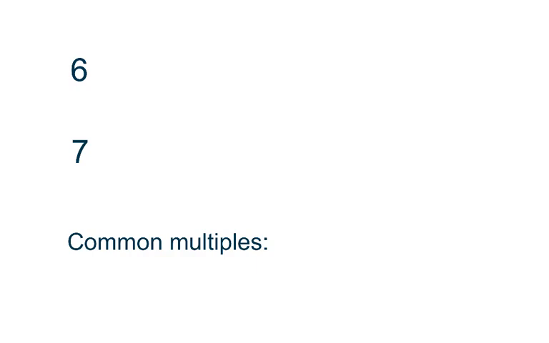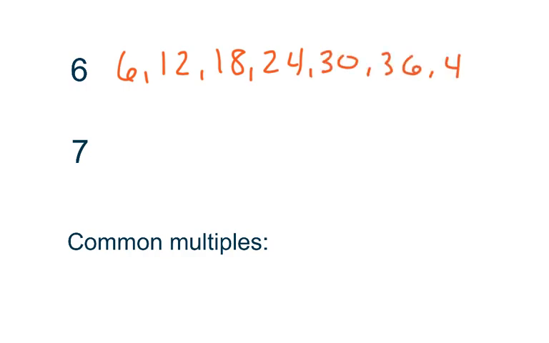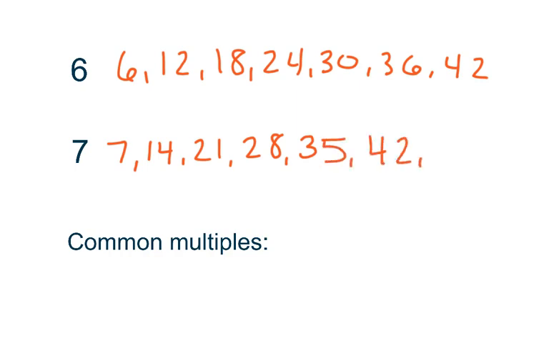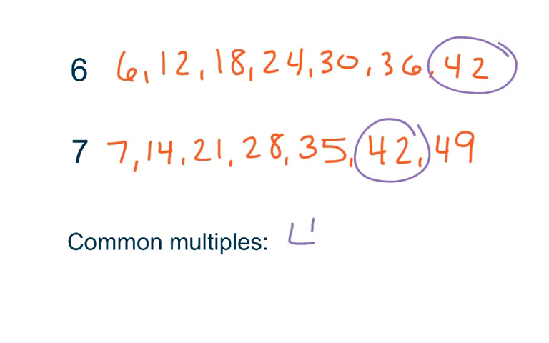My first 7 multiples of 6 would be 6, 12, 18, 24, 30, 36, and 42. And my first 7 multiples of 7 would be 7, 14, 21, 28, 35, 42, and 49. When I look at all of these numbers, the one number that they have in common is 42.